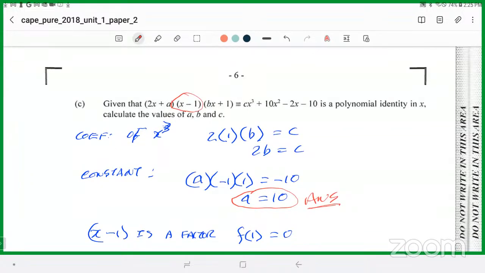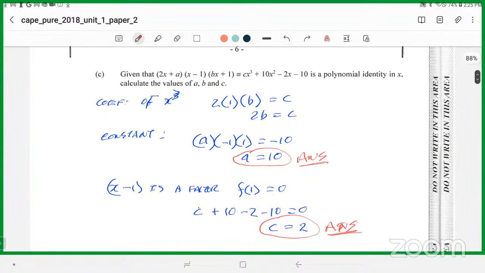But recognizing that this is a factor helps a lot. That x minus 1 is a factor. So if x minus 1 is a factor, then f of 1 equals 0. Also, knowing that the product of the 3 first values give you this, and the product of the 3 second values give you that, also helps to reduce it. And so that's what we did.